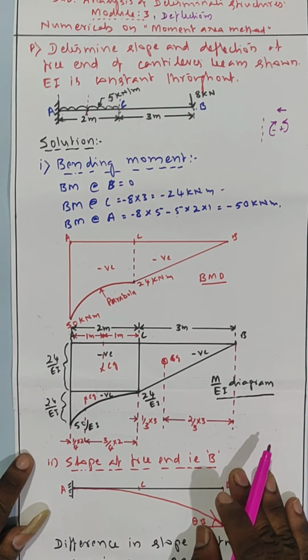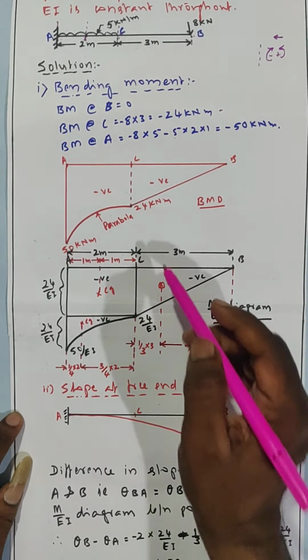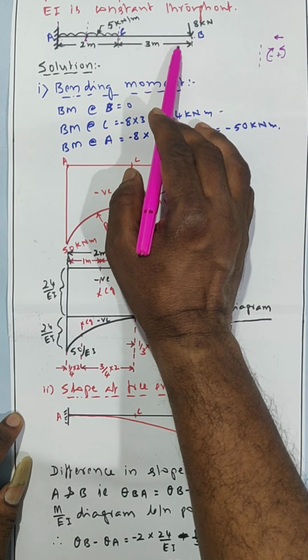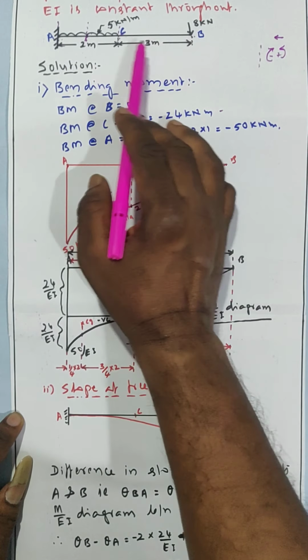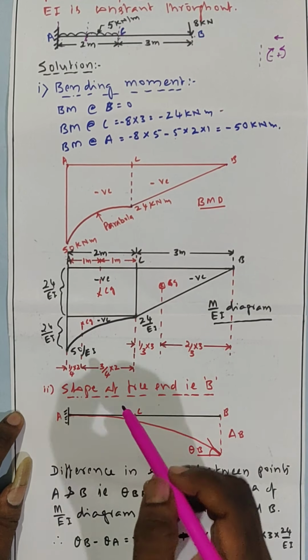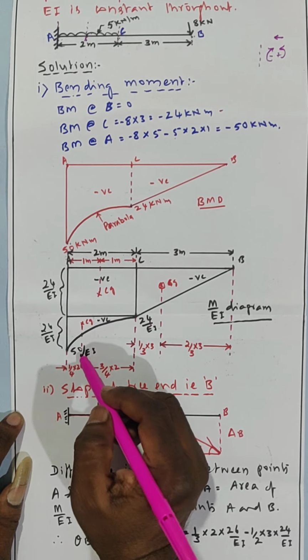Now we have to draw the M over EI diagram. That means we have to divide all these bending moment values by EI. Here EI is constant, not given, which means it is the same for both portions AC and CB. Therefore 24 divided by EI, 50 divided by EI.